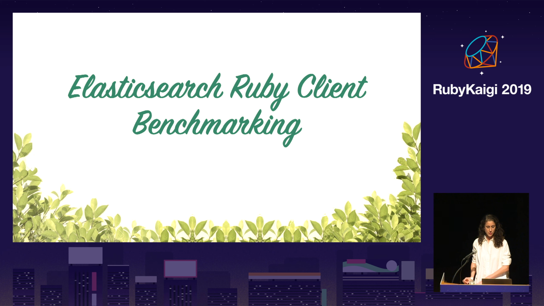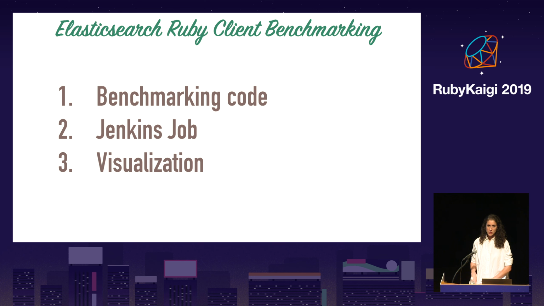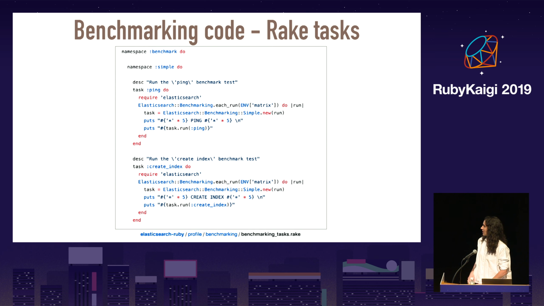Okay, so now let's go to the Elasticsearch Ruby Client benchmarking and actually look at the code and the implementation of all of this. It's composed of three different parts. The first one is the benchmarking code itself, which I'll show in the next slide. Then there's the Jenkins job, and then there's the visualization. The benchmarking code itself is Rake tasks, so I can run them from the command line, and that's easy to do from a Jenkins job. I have a namespace simple, and then I have ping, create index, and a lot of other ones, and you can find it in the repo if you want.